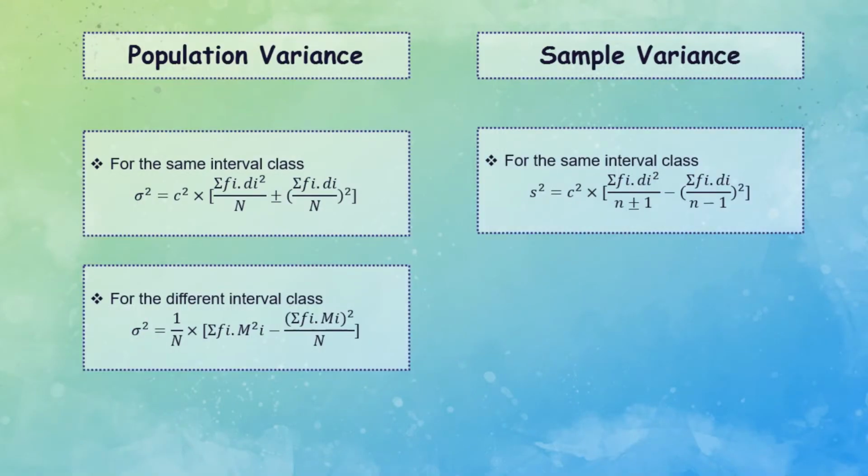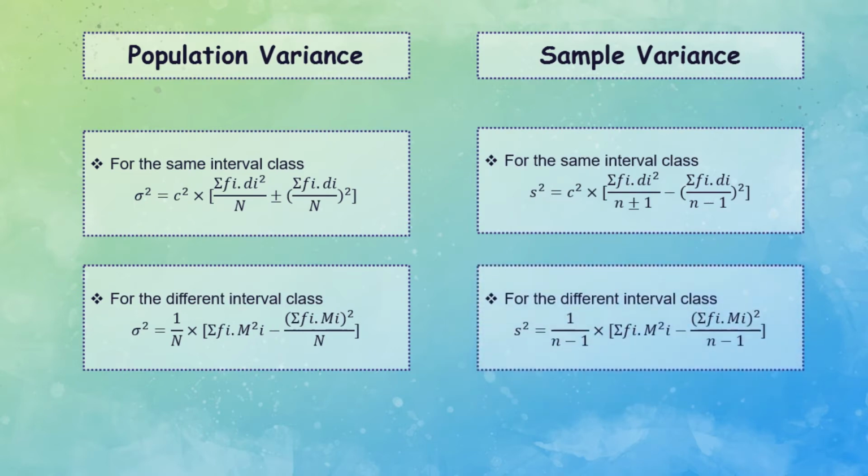Now, for the sample, for example, for the same interval class, this is the formula. S squared is equal to c squared times, in brackets, sigma frequency multiplied by deviation squared divided by the size of the sample minus 1, minus the square of sigma frequency multiplied by deviation divided by the size of the sample minus 1.